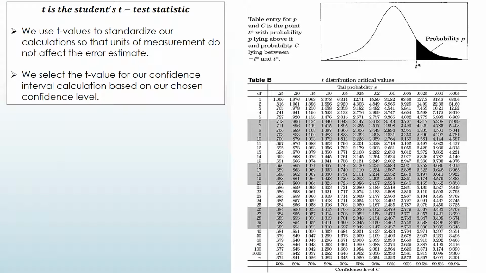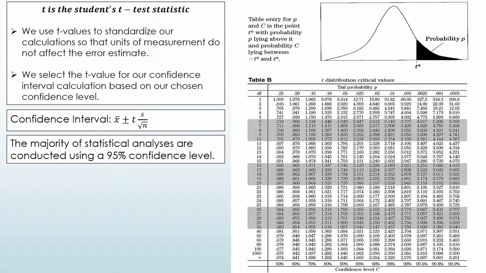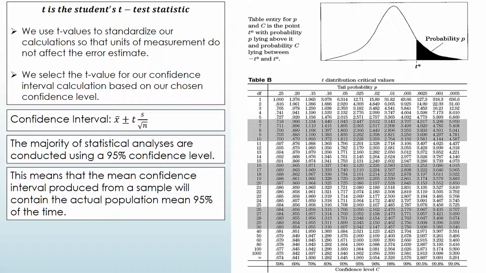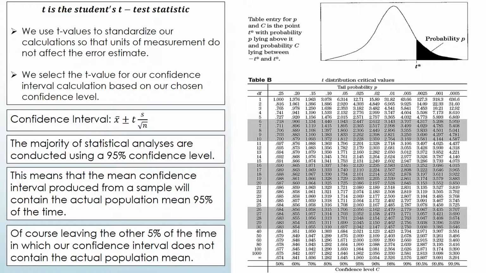The one thing we must have is what's referred to as a t-table. You can Google one anytime so they are readily available. The t-value selected using the criteria I will discuss is essential to the process of building a confidence interval. The majority of statistical analyses are conducted using a 95% confidence level. This is just based on convention. It means that the mean confidence interval produced from a sample will contain the actual population mean 95% of the time. Remember the central limit theorem?